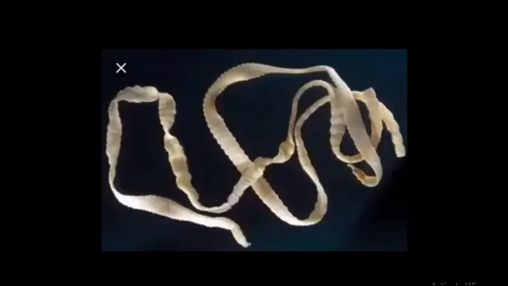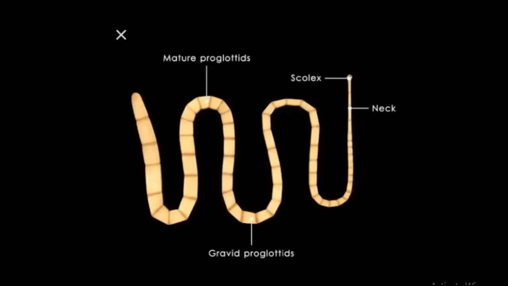So this is another picture that can help us understand it. You can see how it looks. It has its segmented body all across. So this is another picture of it. You can see the scolex and then the neck. And so this is the mature proglottis. You can see how it looks now. So it is tape-like. That is why it is called the tapeworm.